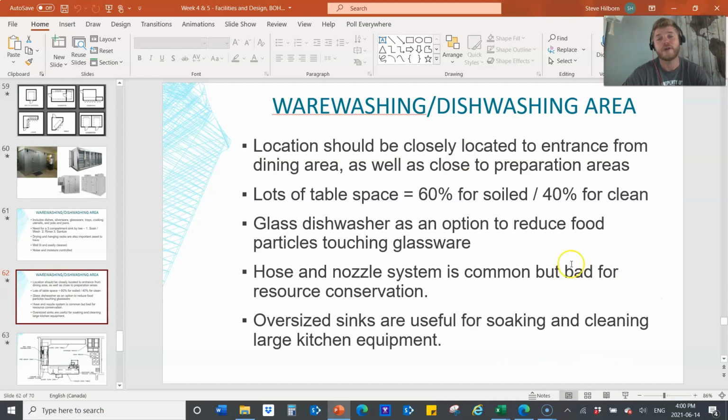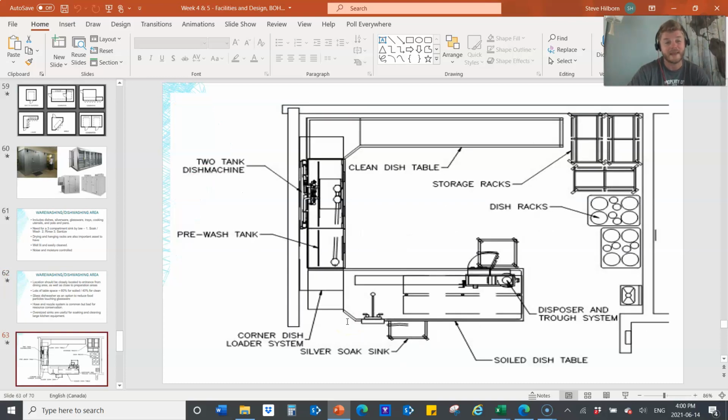A glass dishwasher is a good option because a lot of times if you're putting dirty plates in the same dishwasher with food, we don't clean these machines always as often as we should. There might be food particles, and you don't want really nice wine glasses getting horseradish in it. There's always a hose and nozzle system where you can pull down a hose and spray everything. It's common. It's not great for resource conservation, but it is the most common. And oversized sinks are great, especially if we have large kitchen equipment or large pots and pans.